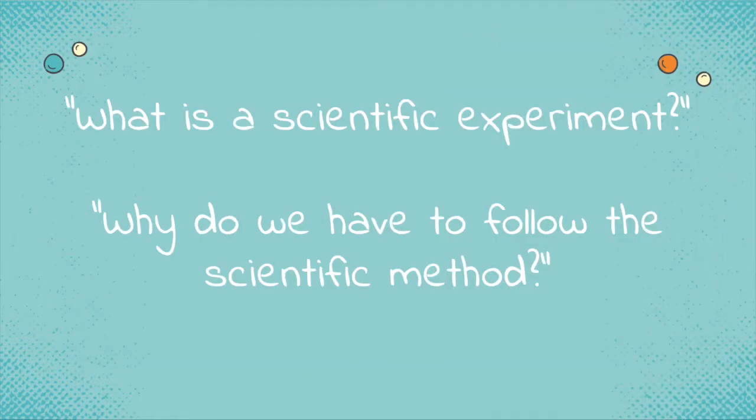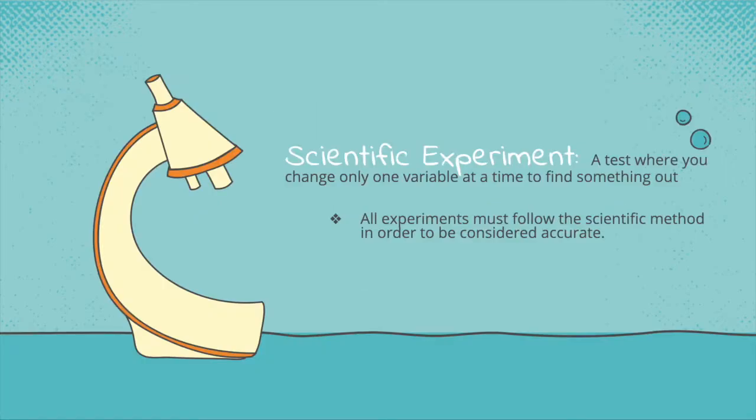Alright, so I bet some of you are wondering, what is a scientific experiment and why do we even have to follow the scientific method? What's the point of all this? Well, to answer your first question, a scientific experiment is a test where you only change one variable at a time to figure something out about the world. Now the second question we will explore more later in the lesson, but all scientists must follow the scientific method in order for their work to be considered accurate.